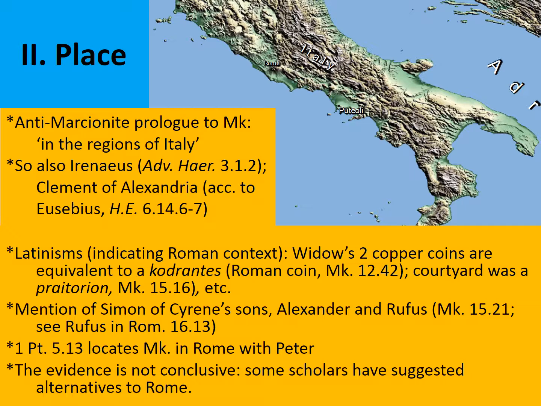There are also what we might call Latinisms in Mark's Gospel. That is, terms that are really Roman words that were written into Greek form and letters. And so examples would be the widow's 2 copper coins are said to be equivalent to quadrantes, which is a Roman coin. And the courtyard is called a praetorian in Mark's Gospel, which of course is again a Roman word.